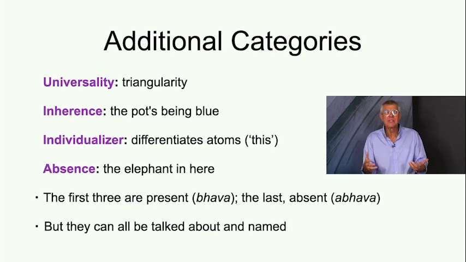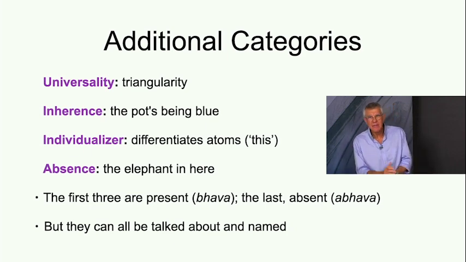The second is inherence. So the pot's being blue, the thing having that quality or instantiating that universal. What Plato would have referred to as the relation of participation. But here, in a particular form, that is to say, this participating in that universal. So the pot's being blue, this shape being square, me exhibiting humanity. Those are examples of inherence.